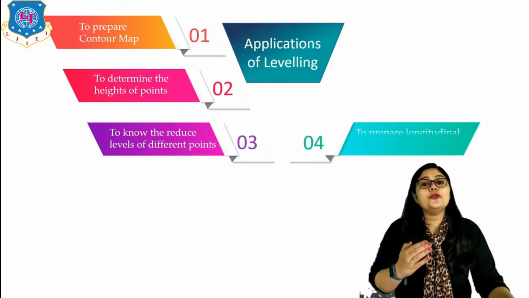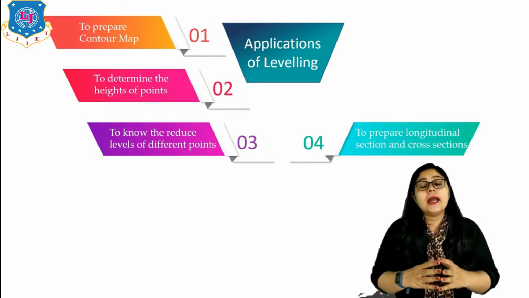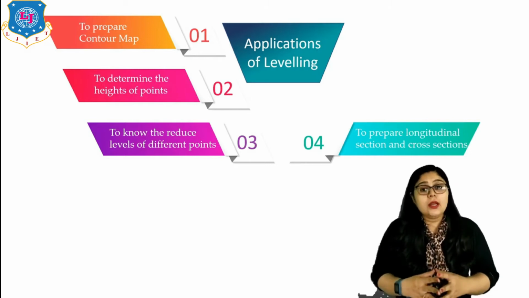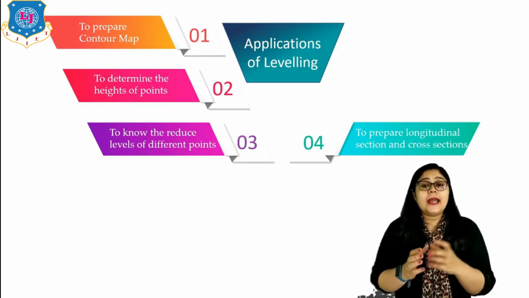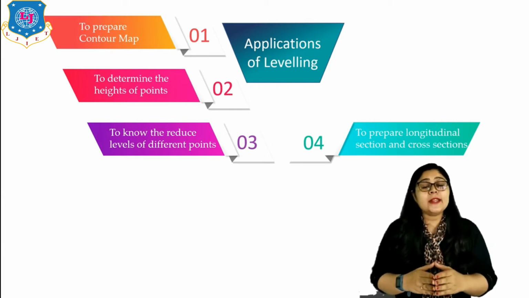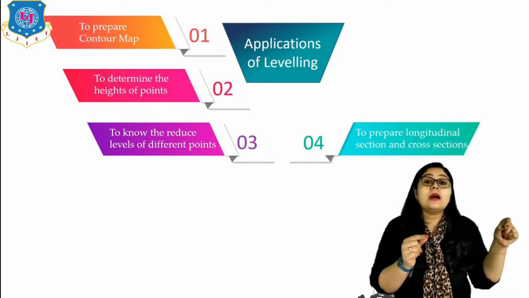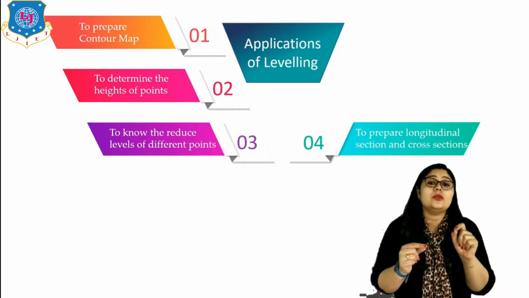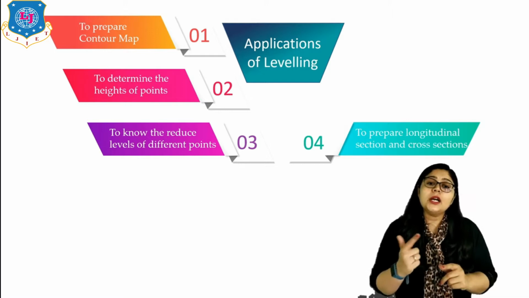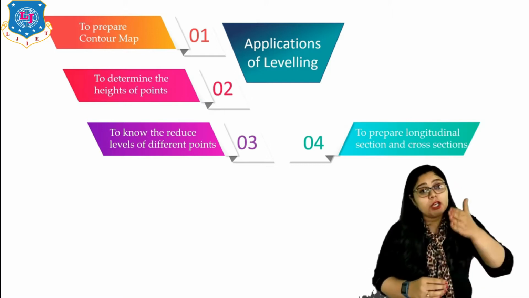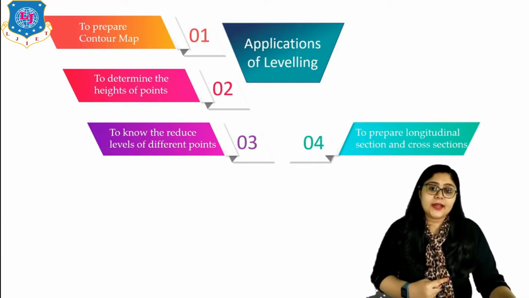Now let's understand the fourth application of leveling, which is all about preparing the longitudinal section and the cross section of any construction. Now, what does longitudinal section mean? If I talk about a road and its alignment, it means the center line of that particular road in terms of length, that is known as the alignment. And if I want to know the alignment position, then I have to go for the longitudinal section. But if I go for the cross section, it means at 90 degrees to our alignment, that is known as the cross section, right?